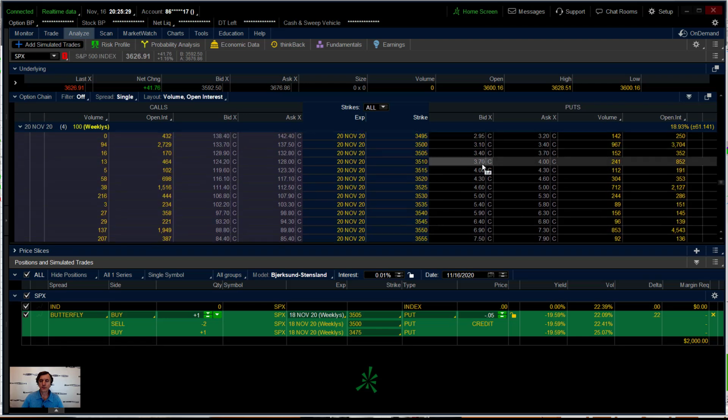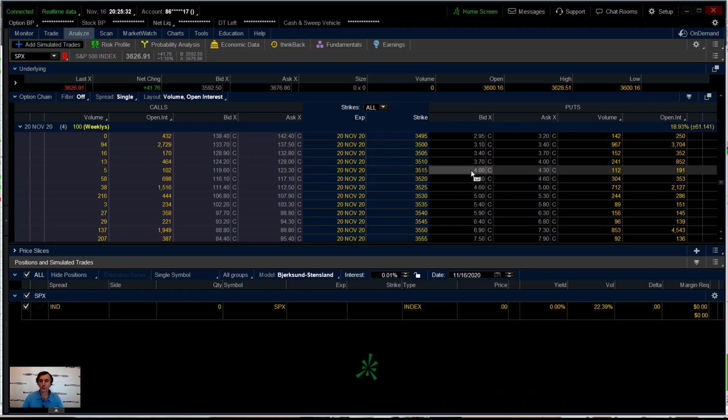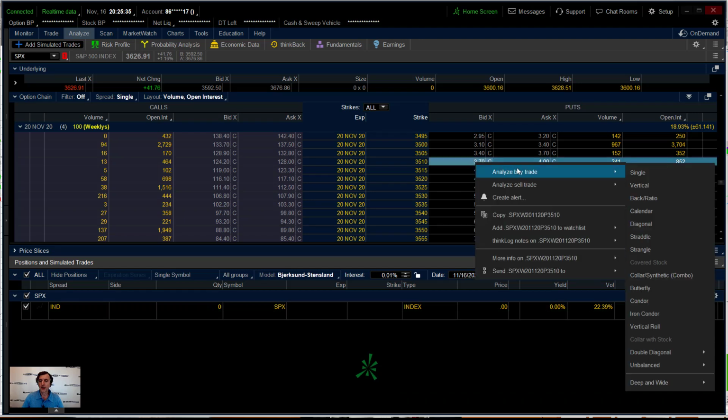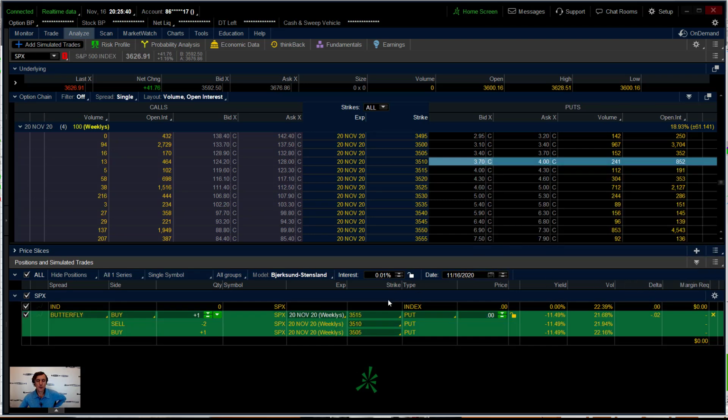We can see here the 3,510 is 370. So let's look at a structure that we could put on around that 3,510, and let's look at some different broken wing butterflies. Notice that if we look at the 3,515, 3,510, 3,505, it's pricing out at zero, but that's actually not true. You would never be able to buy this for zero because, as I just explained to you, it's a straight butterfly. But let's turn it into a broken wing and see how it trades. Notice that if you buy the 3515s and sell 2 of the 3510s, and then instead of buying the 3505, you buy the 3500 instead, that comes out to a 30-cent credit.